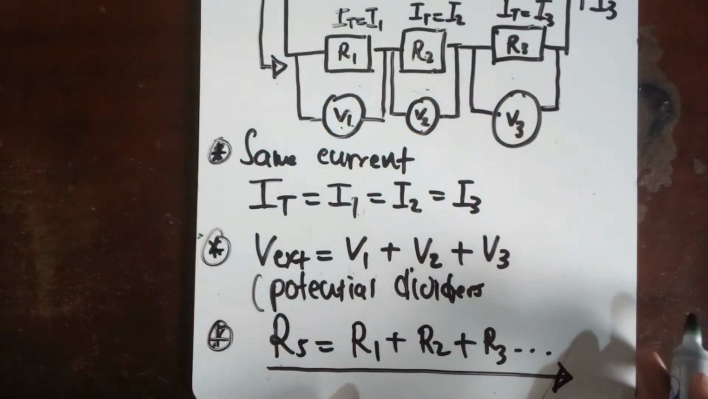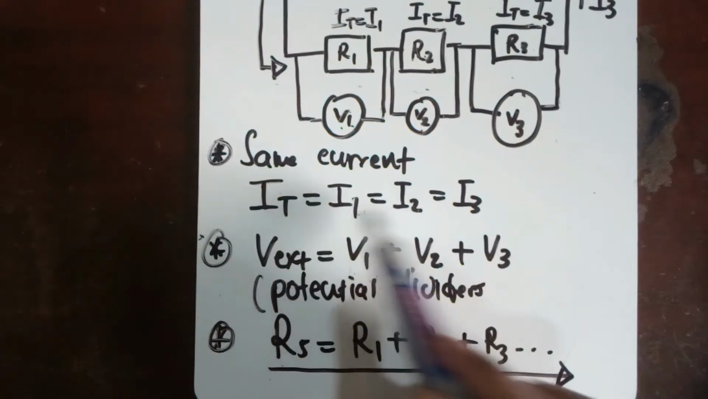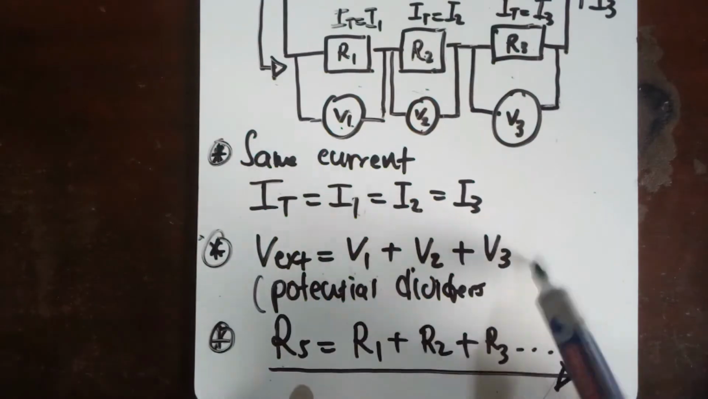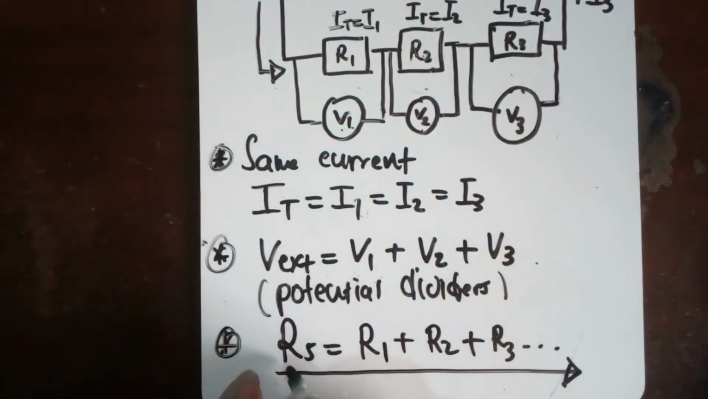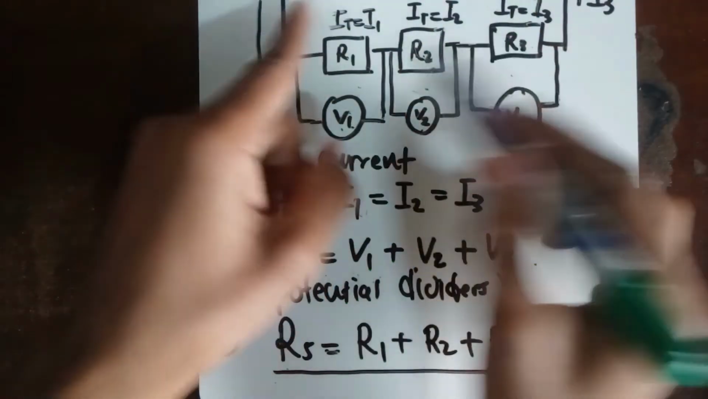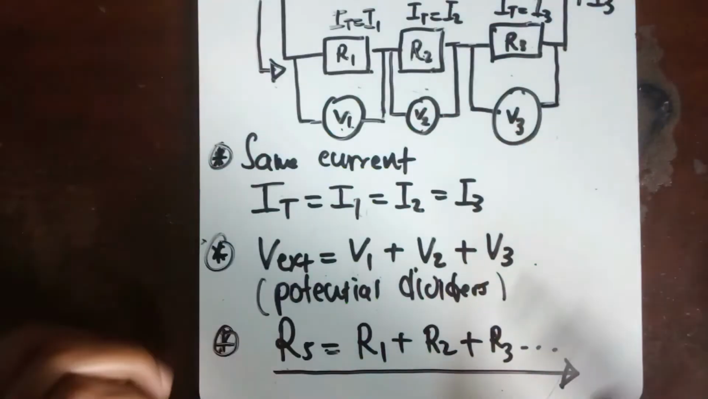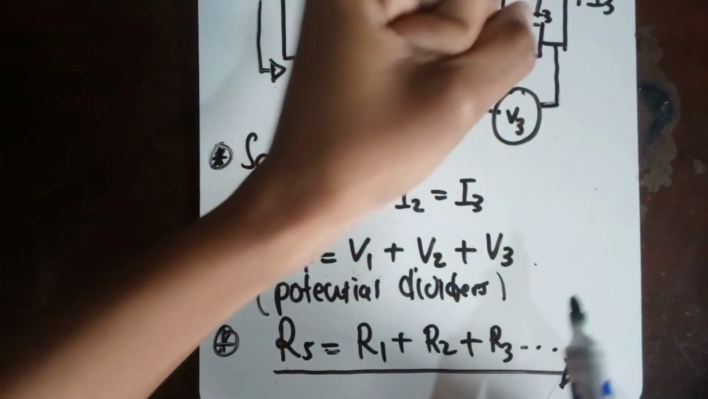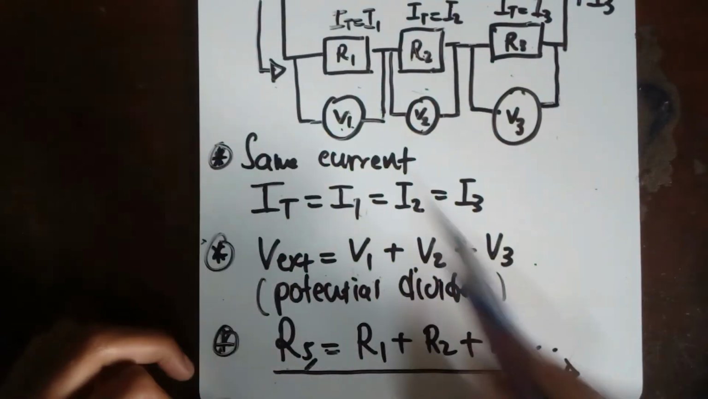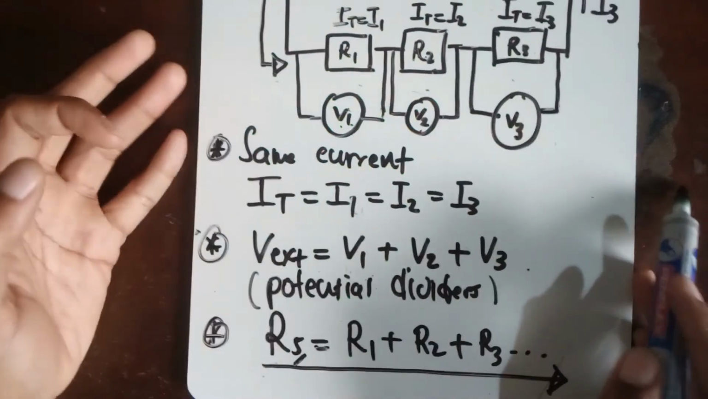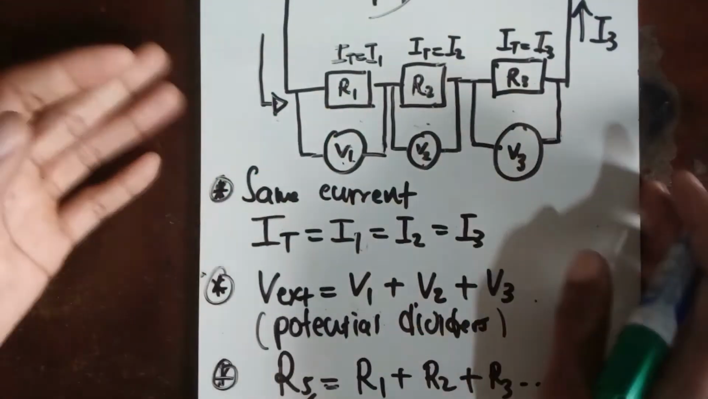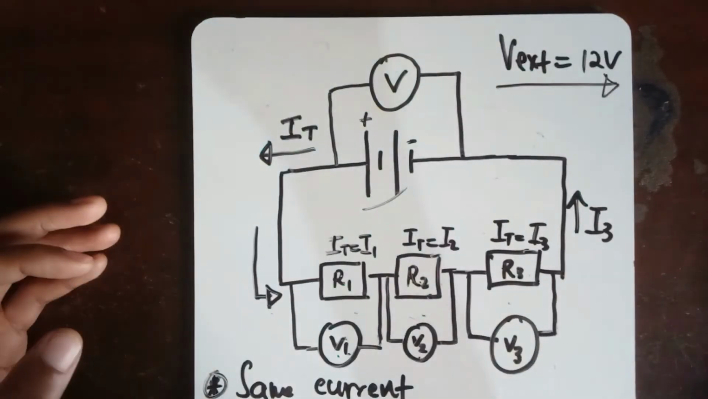So those are important things to know: the current is the same through all of these resistors that are in series, but they share the potential. And if you were to reduce all of these resistors into one, the value of that series resistor would be given by the sum of all these resistors that are connected in series. So let us now move on and try to actually do a problem.